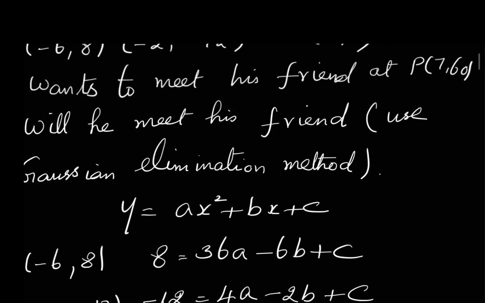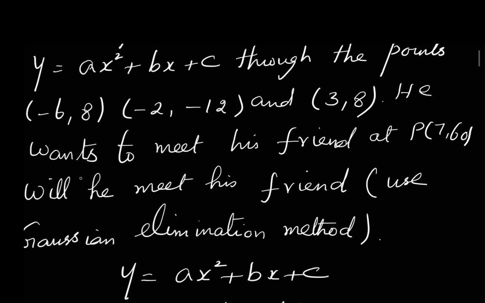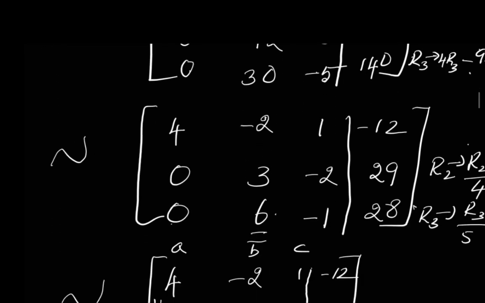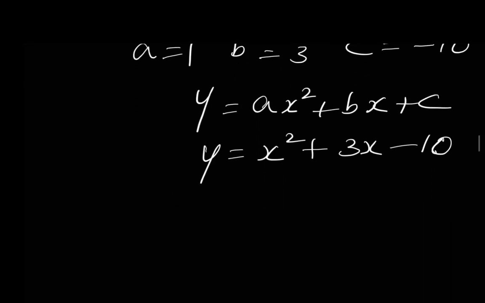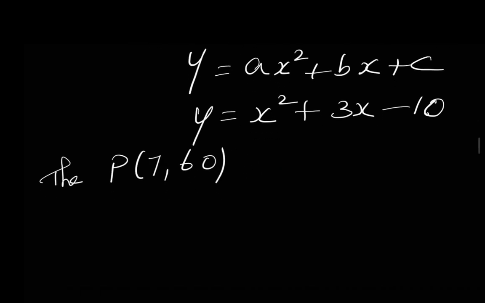The question they ask you here. He wants to meet his friend at P 7, 60. Will he meet? So just you have to check whether this point is on the curve. So the point P is on the curve. So let me take the point P is 7, 60. How to check whether the point P is on this curve? So you have to see whether this point satisfies this equation.